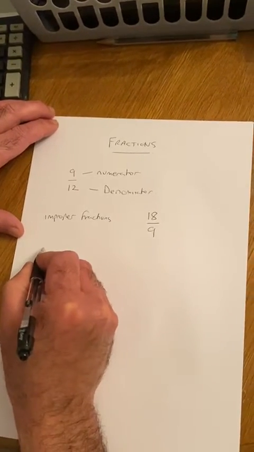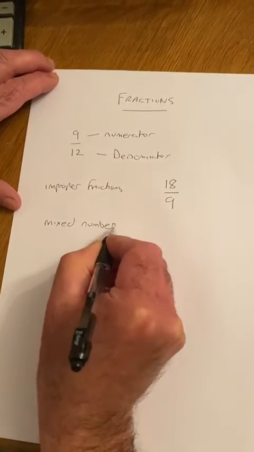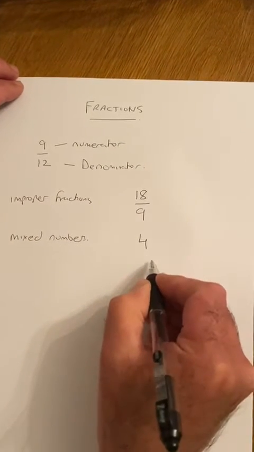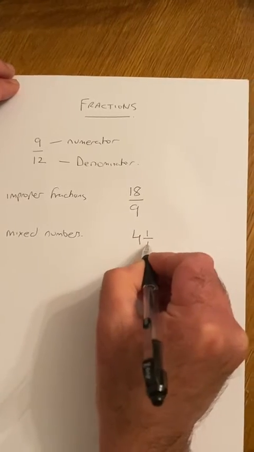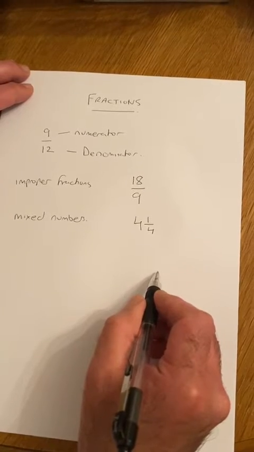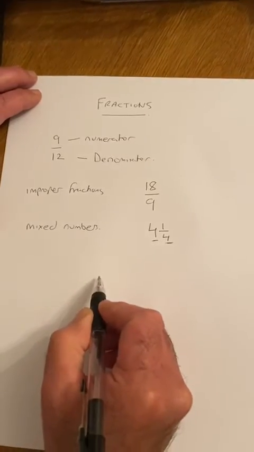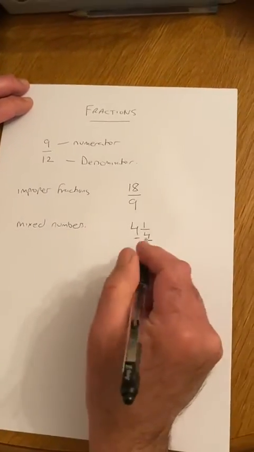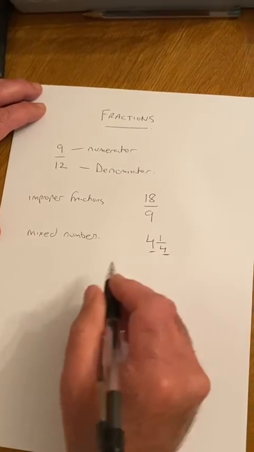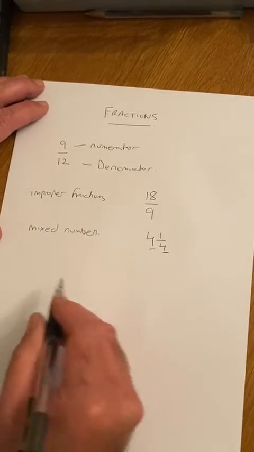You can also have mixed numbers. What do we mean by that? When you have a whole number, for example 4, with a fraction. So this is 4 1/4. So 4 1/4. It's got a whole number and you've got the fraction part. We'll talk about simplification in a later video, but I just wanted to introduce to you today the concept of fractions. So you can see the different varieties there.